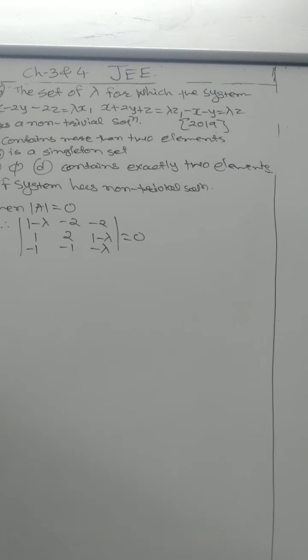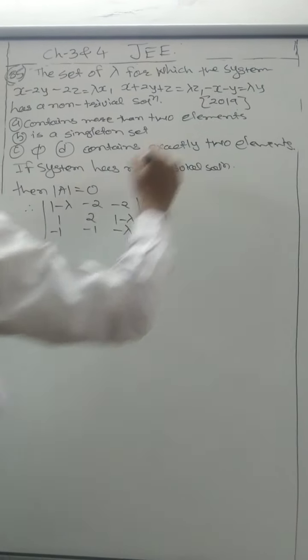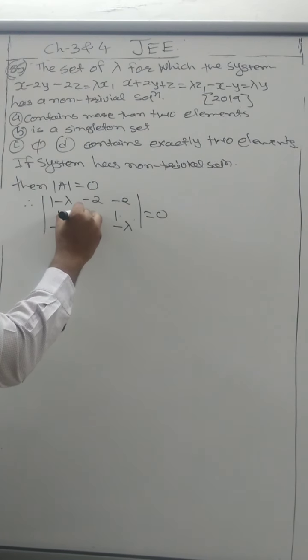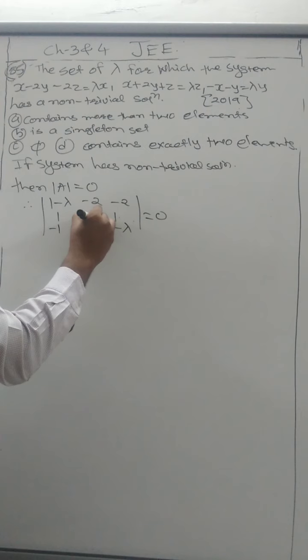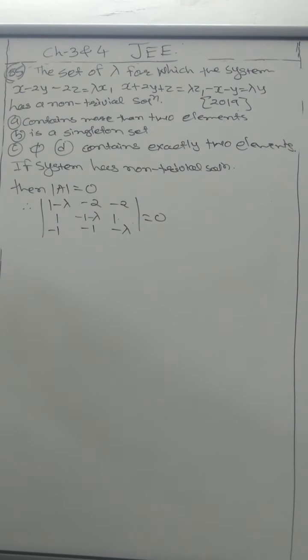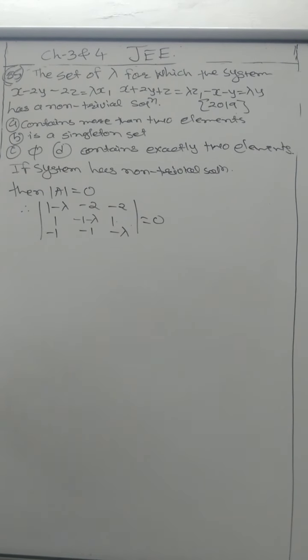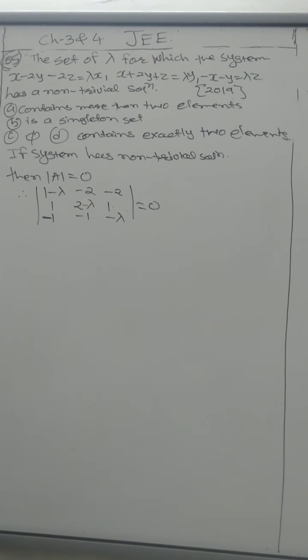1 minus lambda, 1, 2, minus 2, minus 2, 2 minus lambda. Okay, so there is one mistake in our question, that here it is y, not z. So here this becomes minus 1, minus lambda. Okay, and the last is 1, minus 1. Okay, just a minute. Okay, so now if we simplify, then we get the answer for lambda.